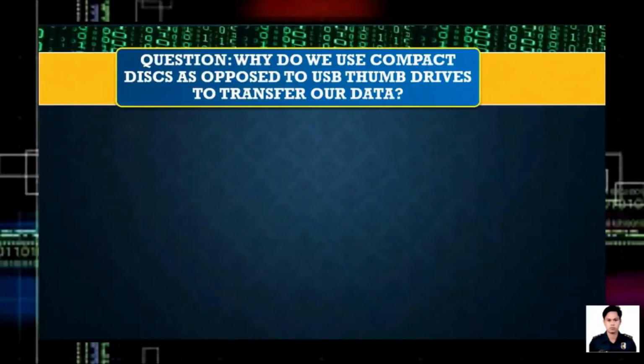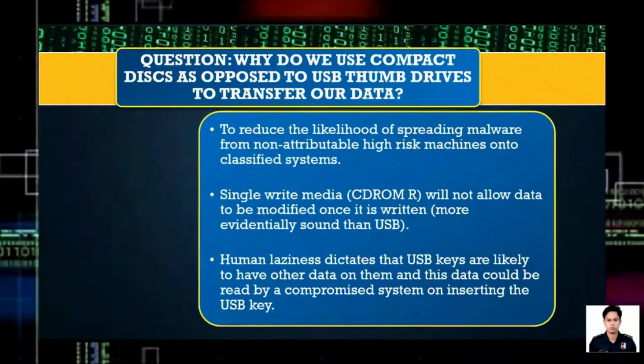Now question, why do we use compact disks as opposed to USB thumb drives to transfer data? Basically, this is to reduce the likelihood of spreading malware from non-attributed high-risk machines onto classified systems. Single write media will not allow data to be modified once it is written, and human laziness dictates that USB keys are likely to have other data on them, and this data could be read by a compromised system when inserting the USB keys.